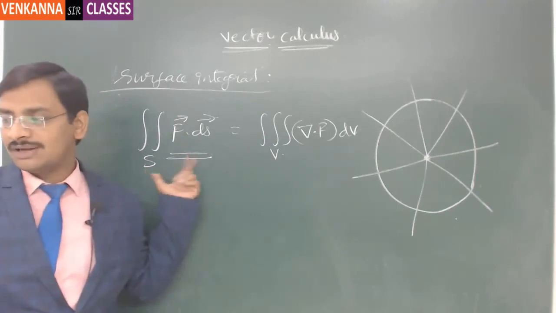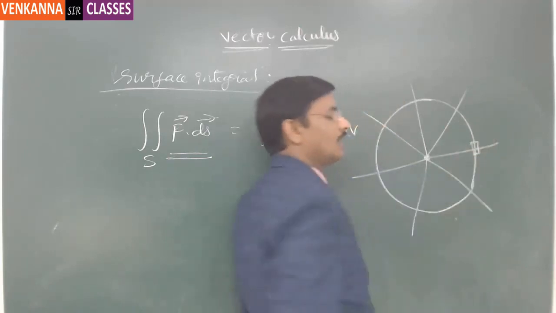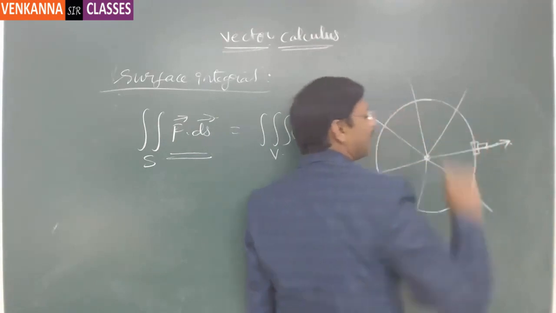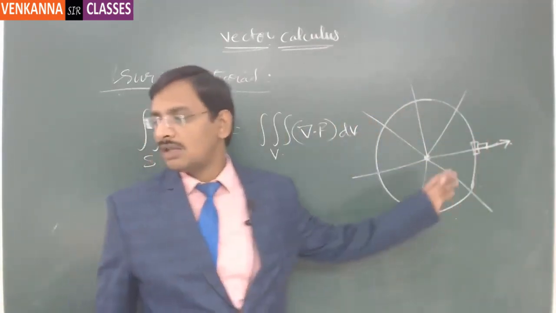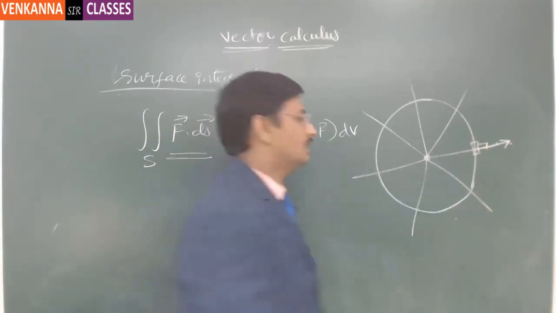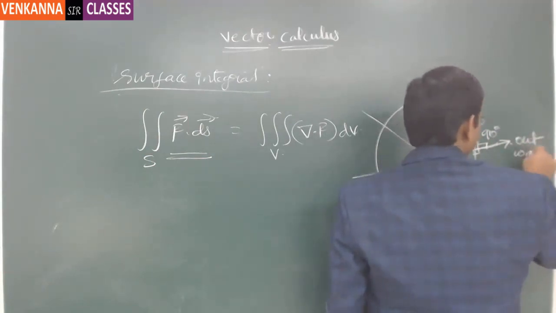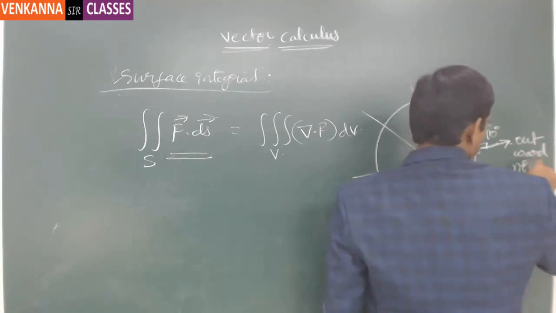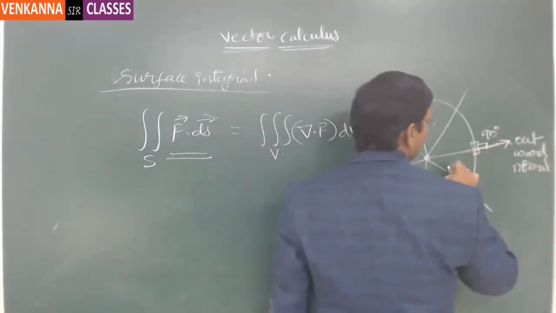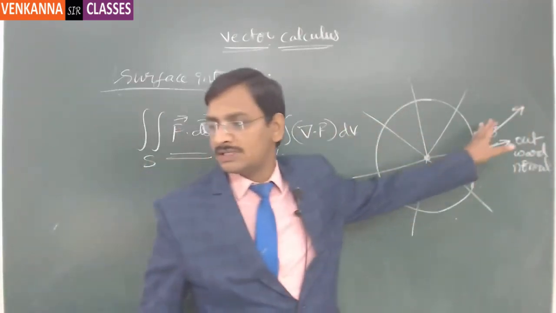Now this surface integral is nothing but this: suppose you consider an elemental surface here, and for that elemental surface, imagine there is a normal coming out of the surface. That means the angle between the elemental surface and the outward normal is 90 degrees. So this is the outward normal. Now let us say the force field is coming in some random direction like this.